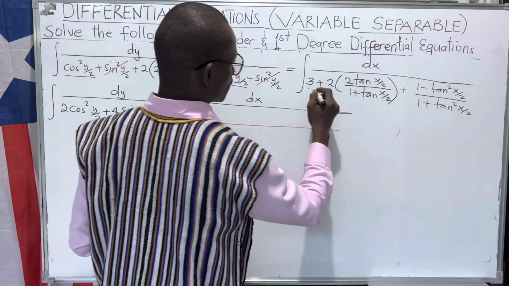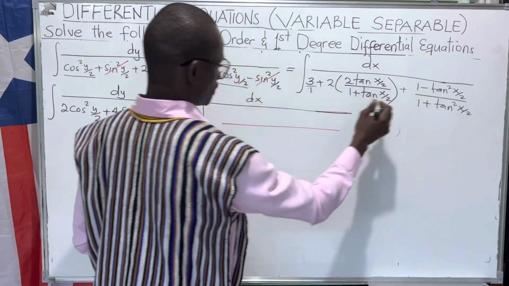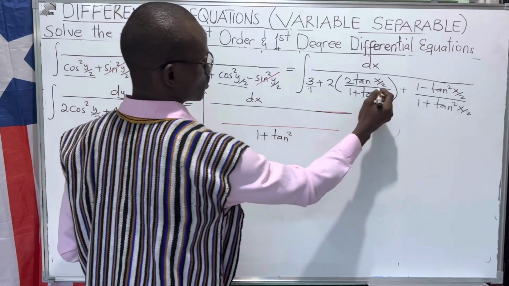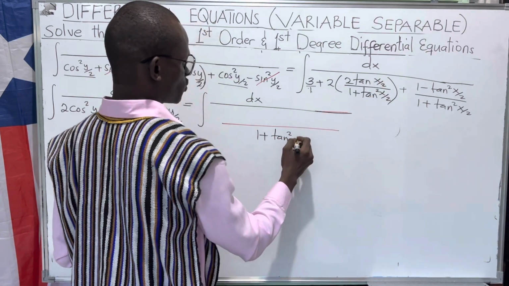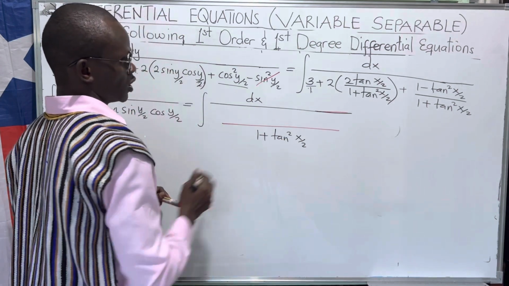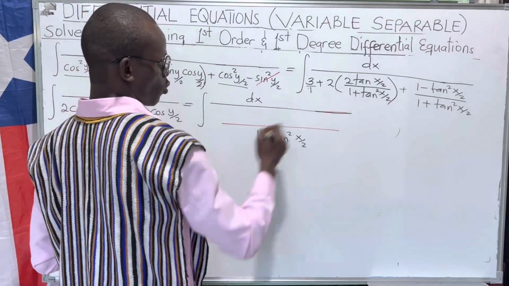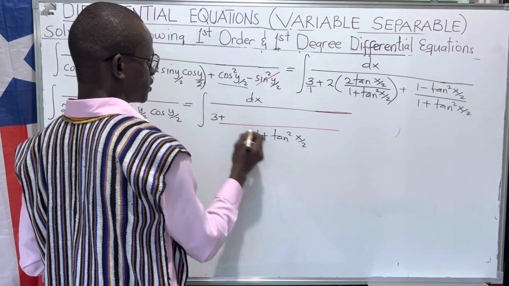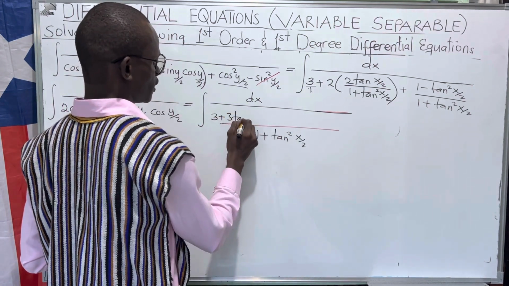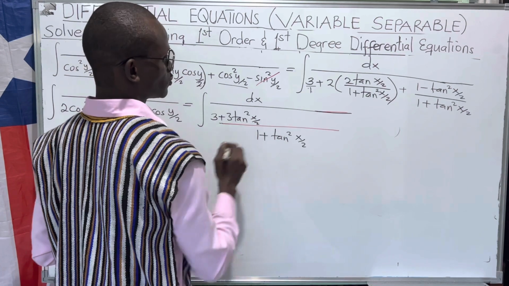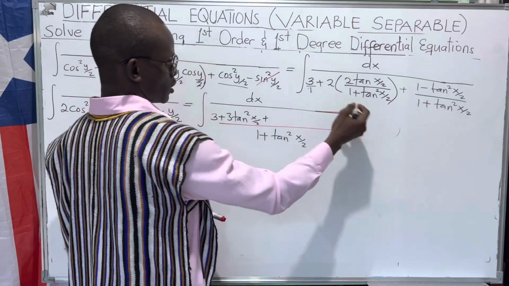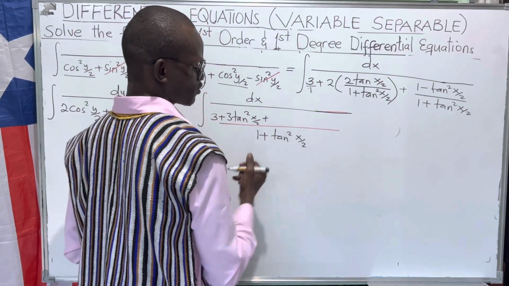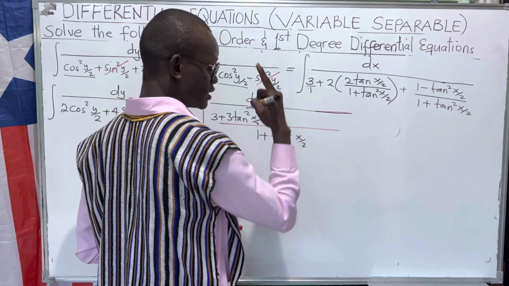So the LCD for these three, 1, 2, 3, is just 1 plus tangent square x over 2. This is square, please. So 1 into this is just this whole thing, so it's like this thing multiplied by 3. So it's like 3 plus 3 times this, which is 3 tangent square x over 2. And then plus, so 1 plus tangent square x over 2 goes into 1 plus tangent square x over 2 just the same. It's just 1.